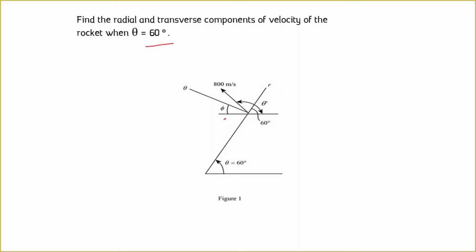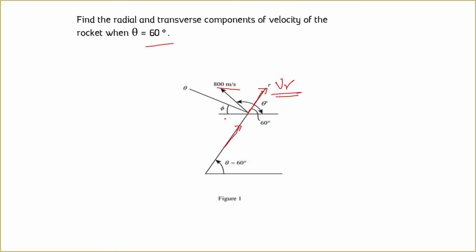Before that, let's understand what is radial velocity and what is tangential velocity, or we can say transverse velocity. So radial velocity is the velocity of a particle which is acting in the direction of the radius vector. So here, as we can see, this is the radius vector in this direction, and now we will find the component of this velocity in the direction of the radius vector. This is going to be our radial velocity.